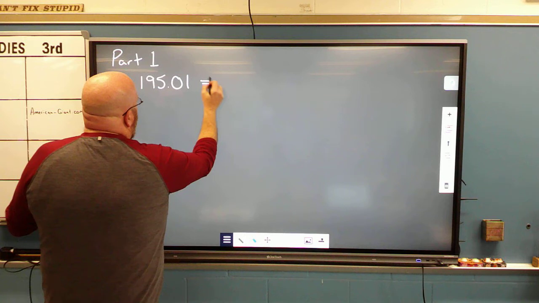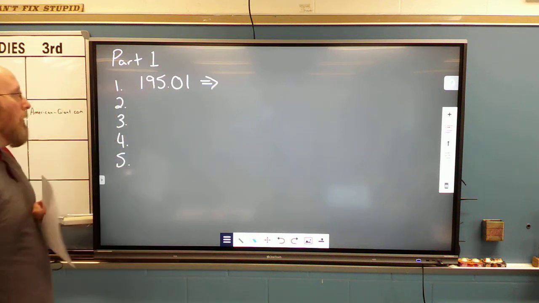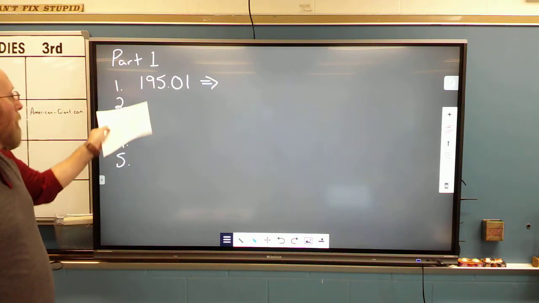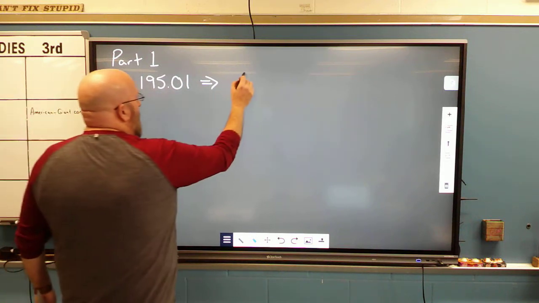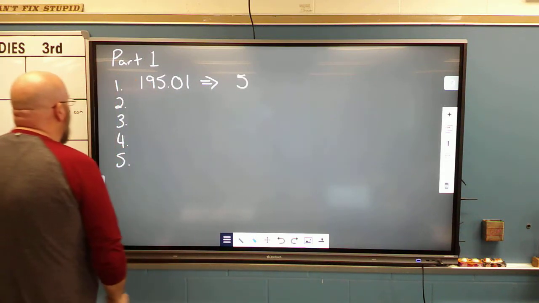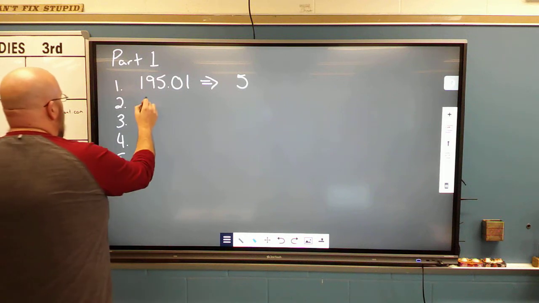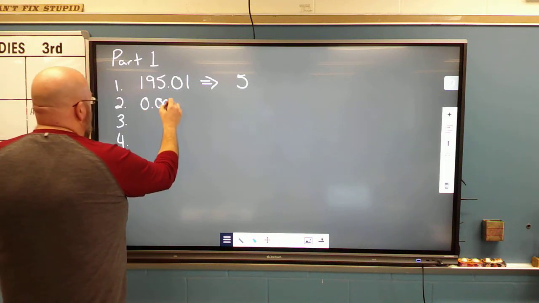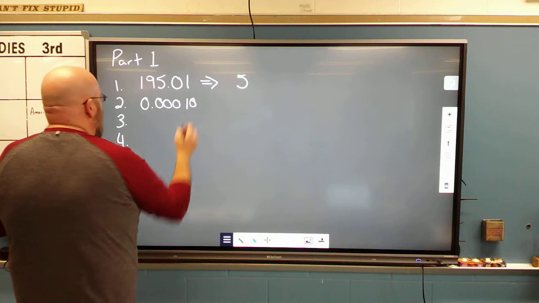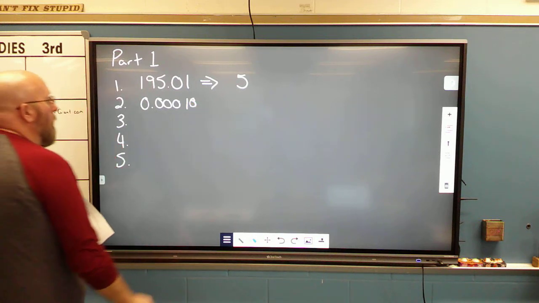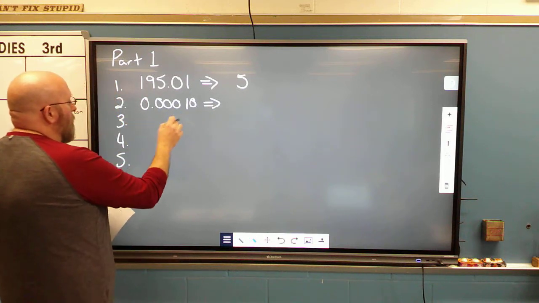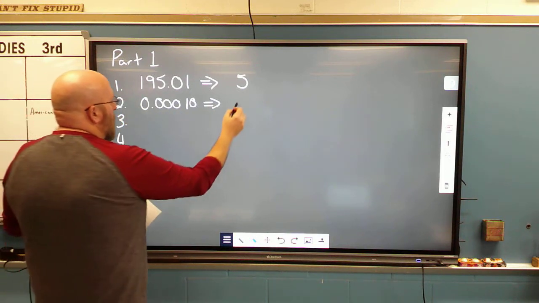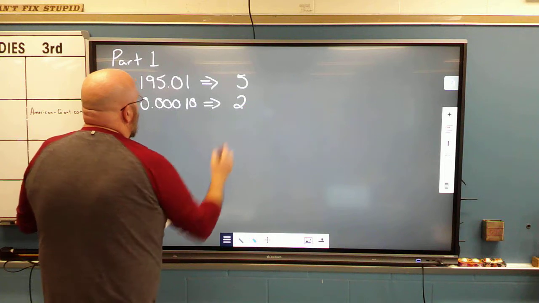Well, 195.01. Well, that should be obvious, isn't it? There's 4 of them, and that one captive 0, so there should be 5. Captive zeros count. Number 2, 0.00010. Well, leading zeros never count. Trailing zeros count if there's a decimal. So you should have only 2 of those. Okay?